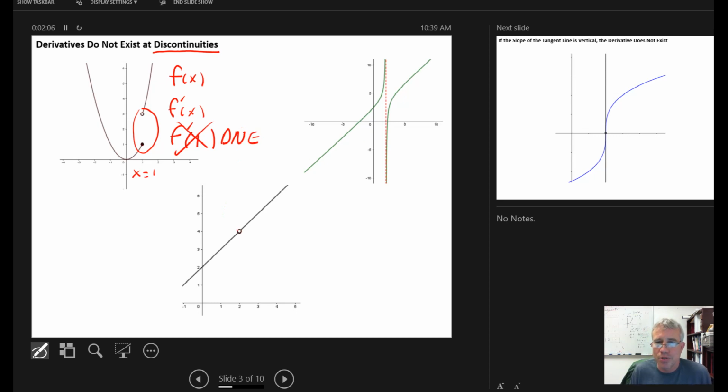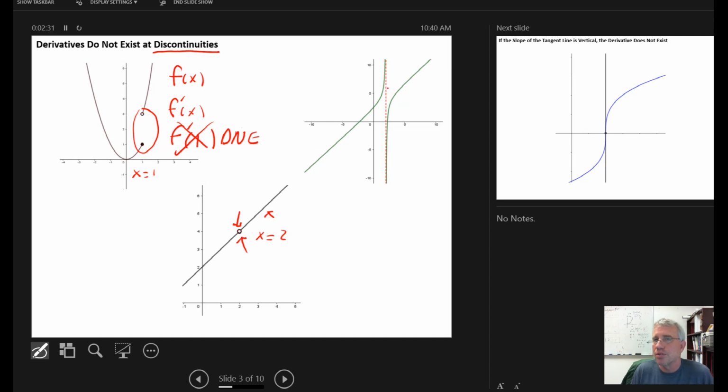So here's another discontinuity. This is a removable discontinuity. The graph looks to be linear everywhere except at x equal to 2. So at x equal to 2, the derivative will not exist. It will exist on the left side of that discontinuity. The derivative exists on the right side of the discontinuity. The derivative doesn't exist at the discontinuity.